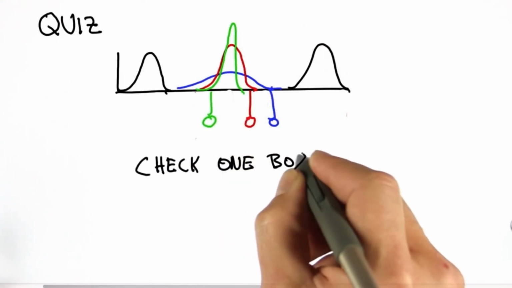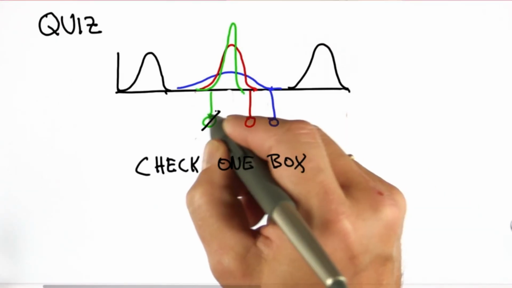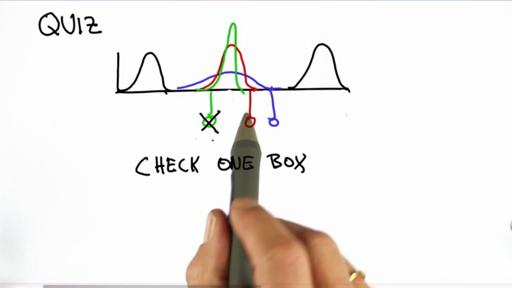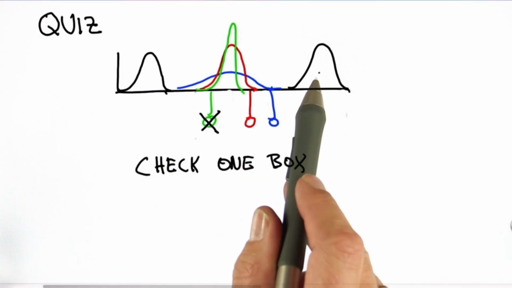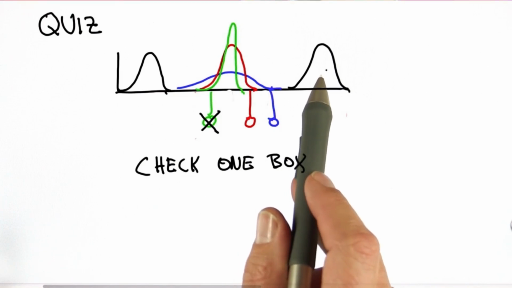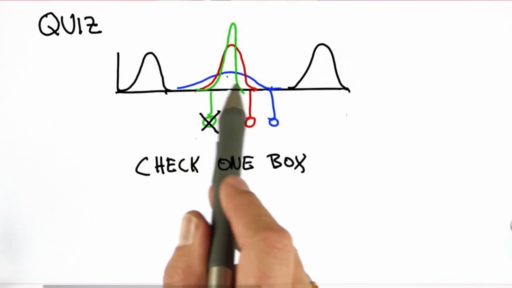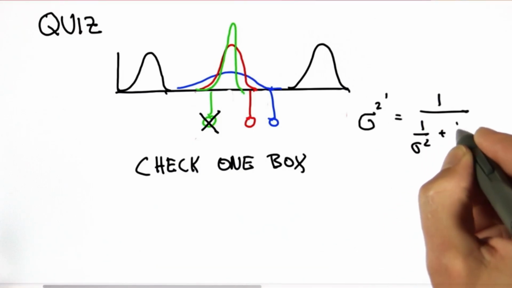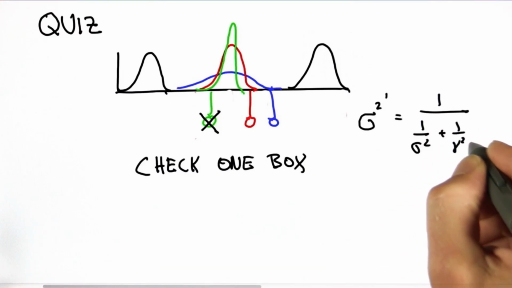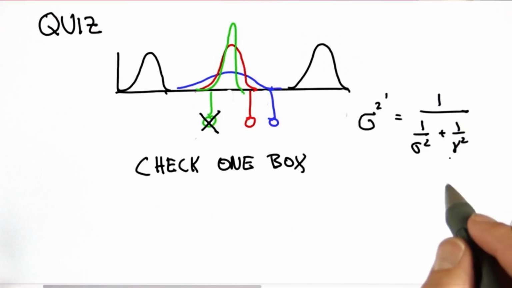Please check exactly one of the three boxes over here. And the answer is it's the more peaky Gaussian. That is somewhat counterintuitive. You'd think if this is your initial guess, this is your measurement probability, you really don't know where you are and you should pick a very wide Gaussian. But the truth is, our new sigma square is obtained independent of the means.